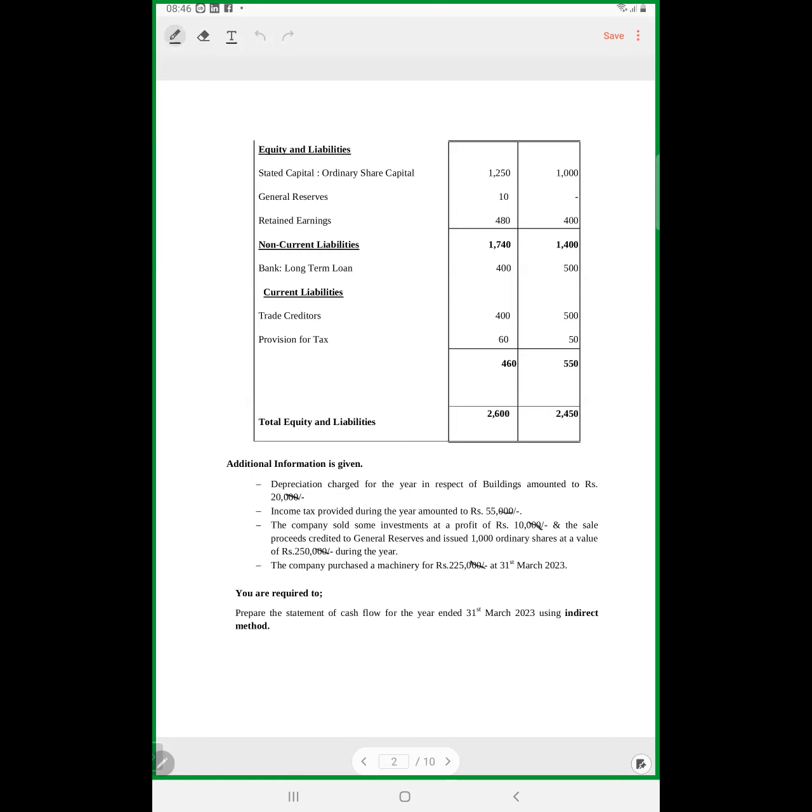You are required to prepare the statement of cash flow for the year ended 31st March 2023 using the indirect method. Right? So we'll discuss how we do these things.